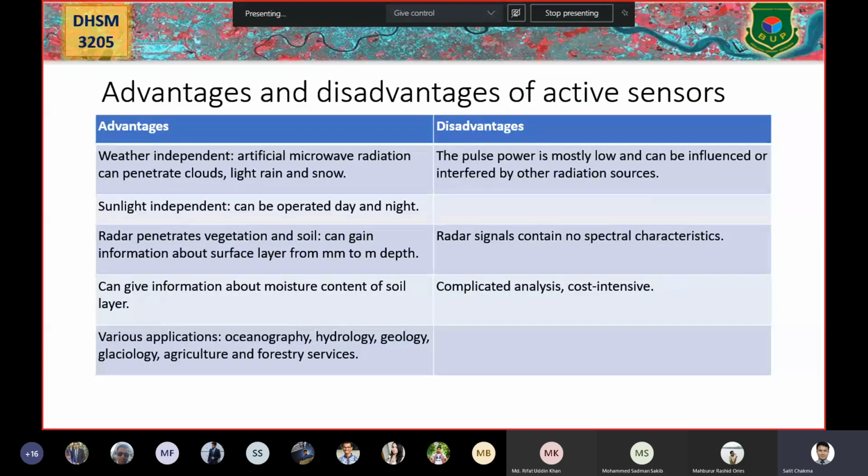So, the advantages and disadvantages of active sensors. One very good advantage is that it's independent of solar energy. So that is called sunlight independent. That means you can take your data anytime, day or night, it doesn't really matter. You can see everything on your end the very same, there is no difference.